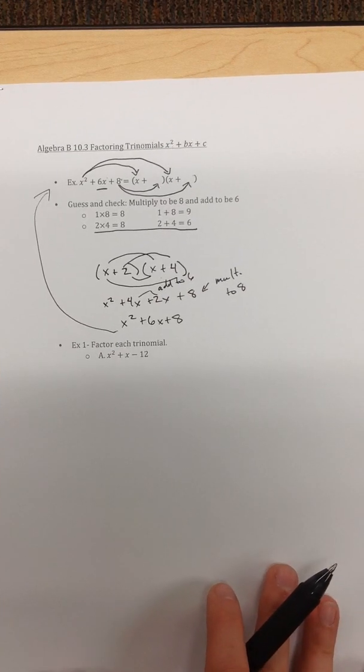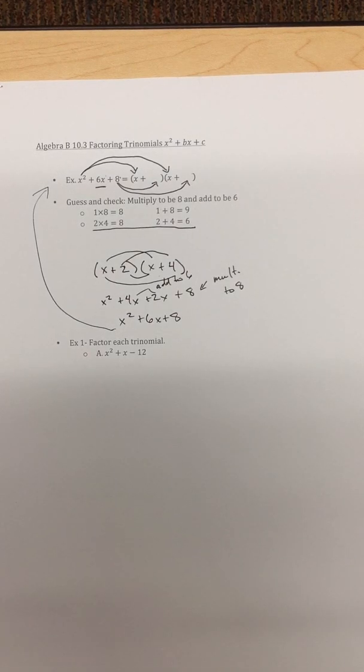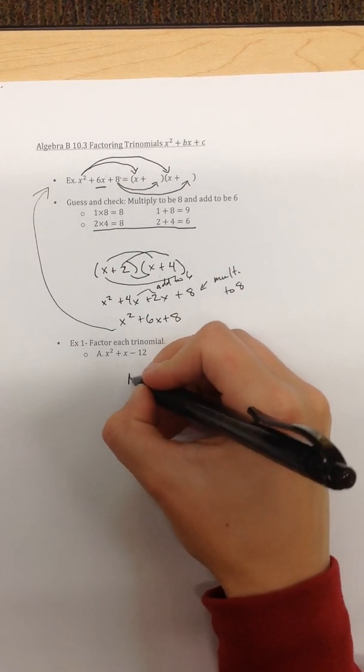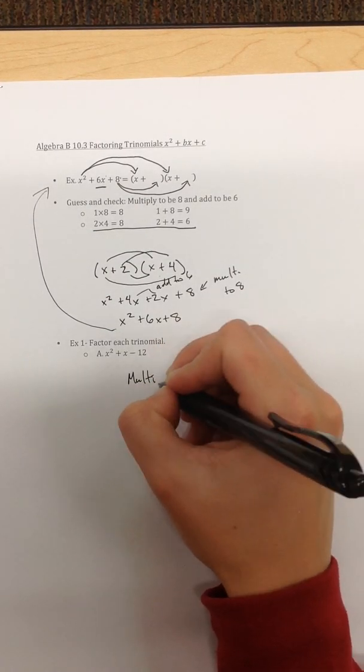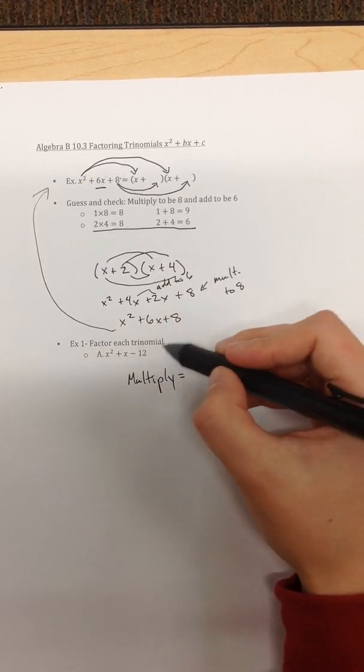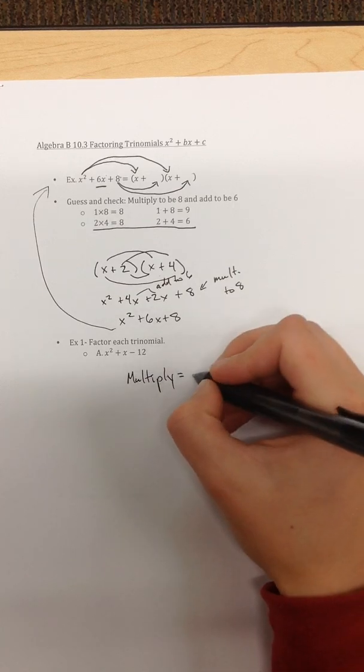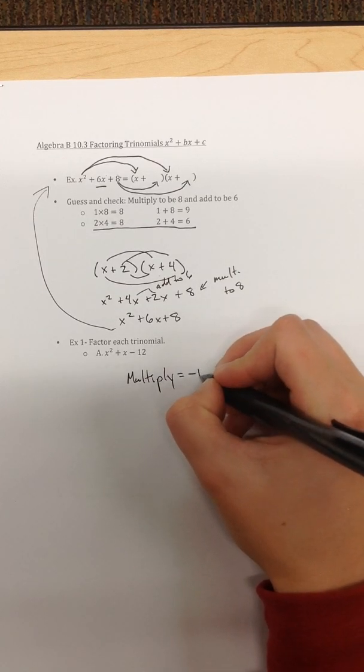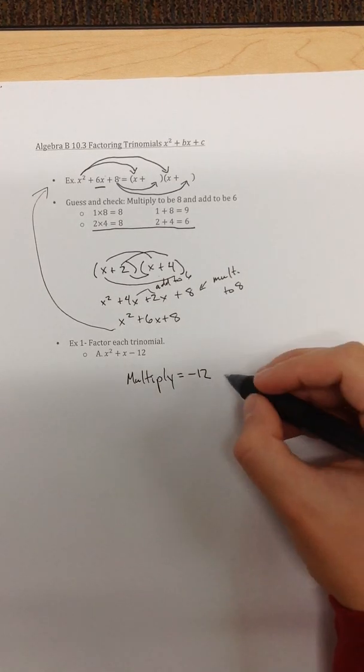Alright, so let's try one out here. So we're going to factor this trinomial. So I've got x squared plus x minus 12. So I am looking to multiply to be the 12, or in this case a minus 12 or a negative 12. So I'm looking to multiply to be negative 12.